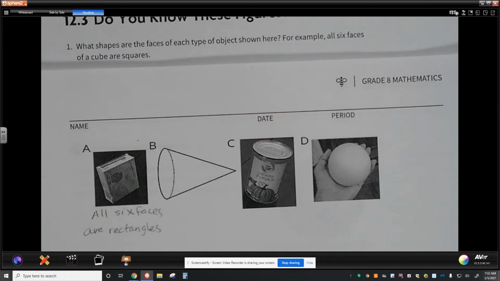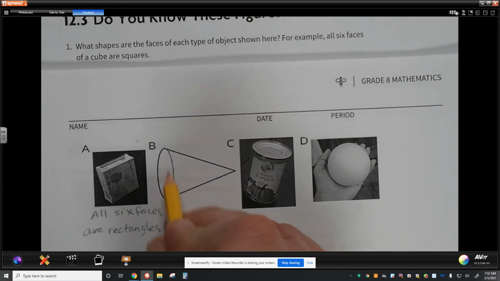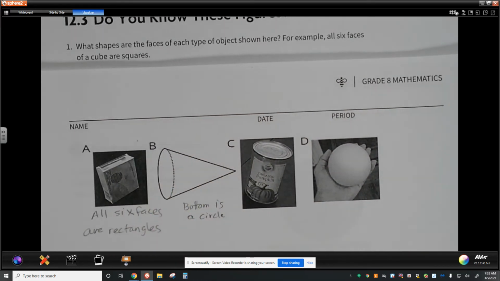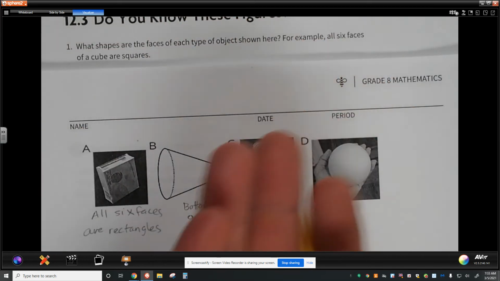All right. What about the cone? How would you describe that one? Well, the bottom face is definitely a circle, so it's a circular shape. What about around the top part up here? How would we describe that one? Well, that face right there, since it's rounded, we have a hard time calling that a face, because what it does is it wraps around the figure.